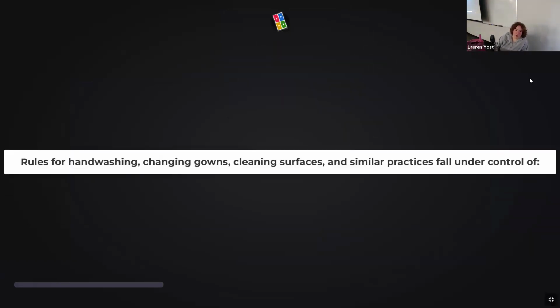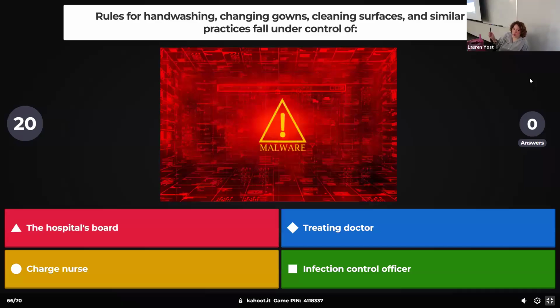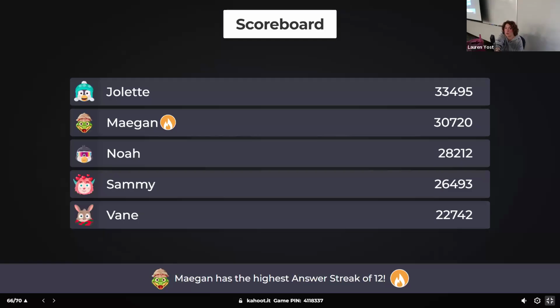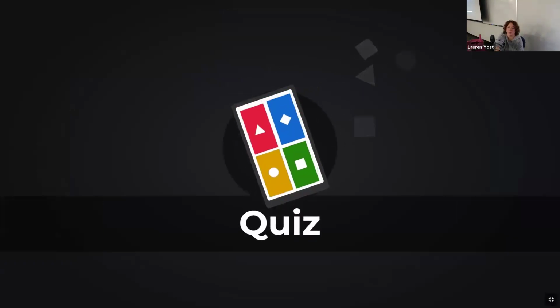66. Rules for hand washing, changing gowns, cleaning surfaces, and similar practices. Who is in control of that at a hospital? This is covered in chapter 14. All right, so this is the infection control officer. Pretty straightforward. I mean, your charge nurses and the hospital board and the treating doctor might be a little involved in that stuff, but the person that made the rules for that stuff, that's going to be the infection control officer, and everybody else is just following their recommendations.